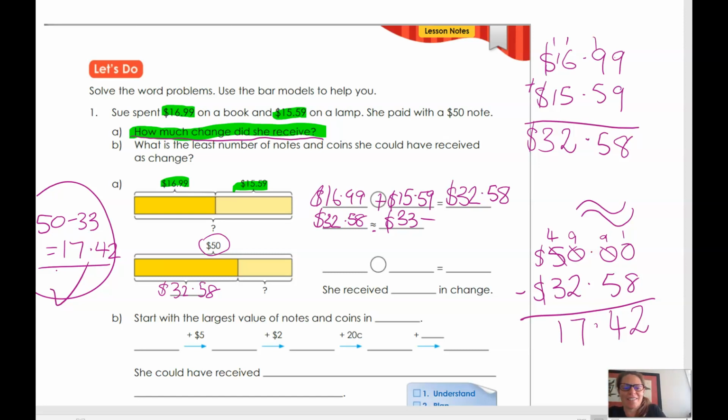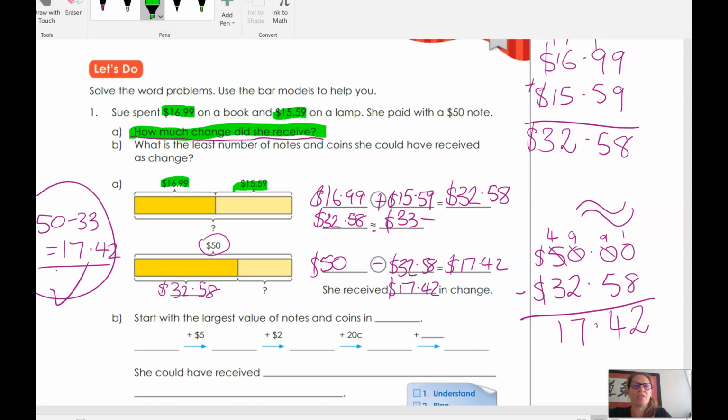All right, so $50 minus $32.58 equals $17.42. I hope I taught someone something just then. She received $17.42 in change. Now, I never looked at B because I didn't want to confuse myself, but I need to go back and I have to have a look at B.